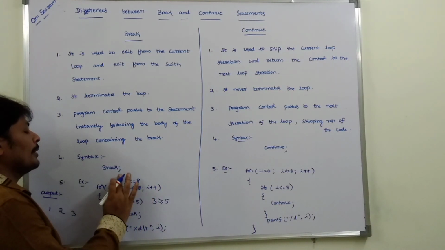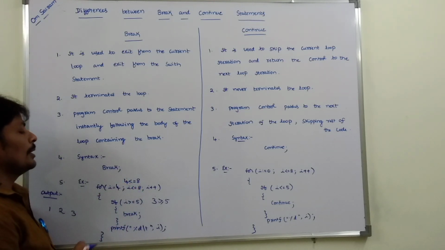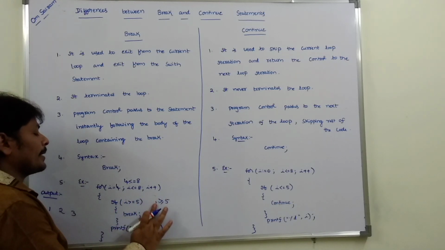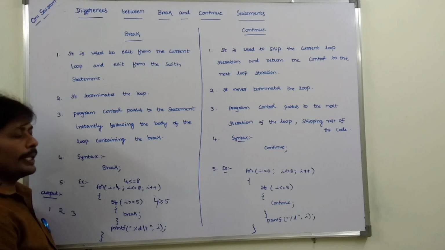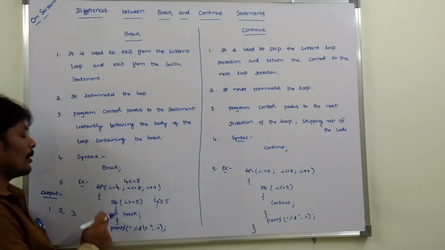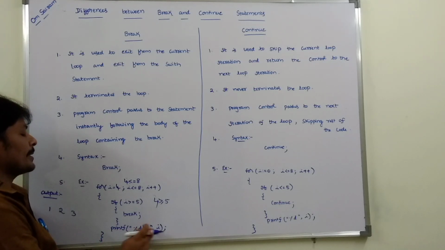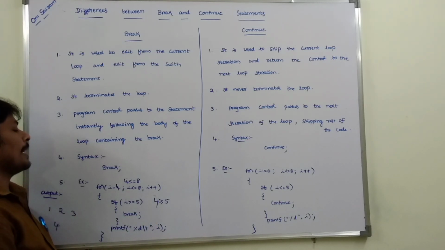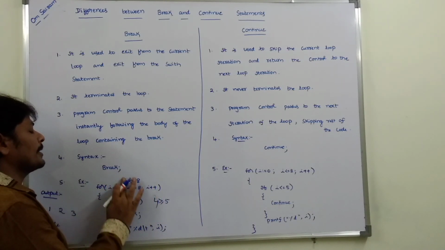I value 4. 4 less than or equal to 8, condition true. The control goes to the body of the loop. If i greater than or equal to 5, 4 greater than or equal to 5, condition false. The control goes to the next statement after the if block. printf %d, i value 4 is printed. Next, i value is incremented. Now i value is 5.